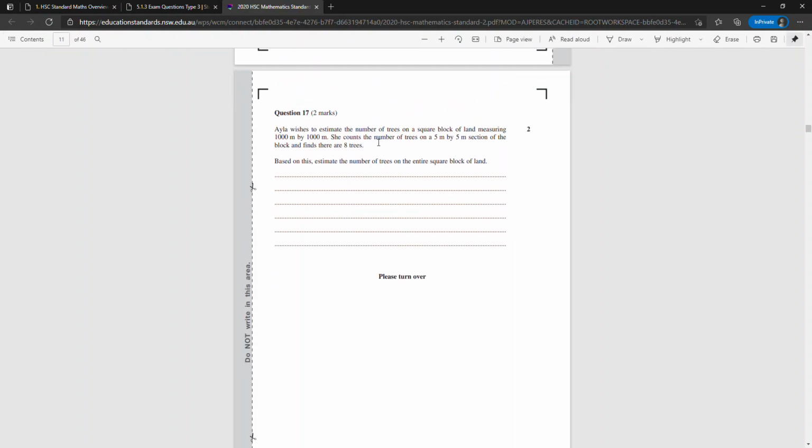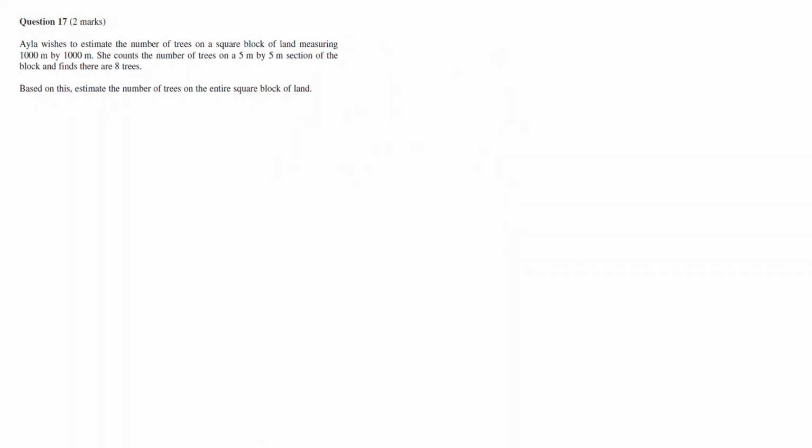What you're told is that Isla wishes to estimate the number of trees on a bigger block of land, which is 1000 by 1000 meter. She already knows the number of trees, which is 8 trees can be planted in a 5 meter by 5 meter section. And then from this she wants to proportionate how much is in a 1000 by 1000 block. So let's take this here.